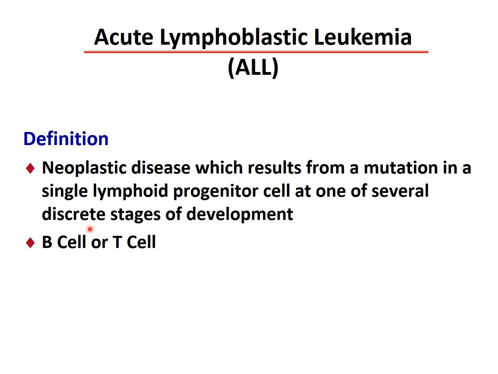Now, in our case, we have the early progenitor stage, or the early pre-B cells or pro-B cells, and after that the cells are going to proliferate, and that is going to form a monoclonal increase of these blast cells. These cells can be B cells or T cells. Both cases can happen.